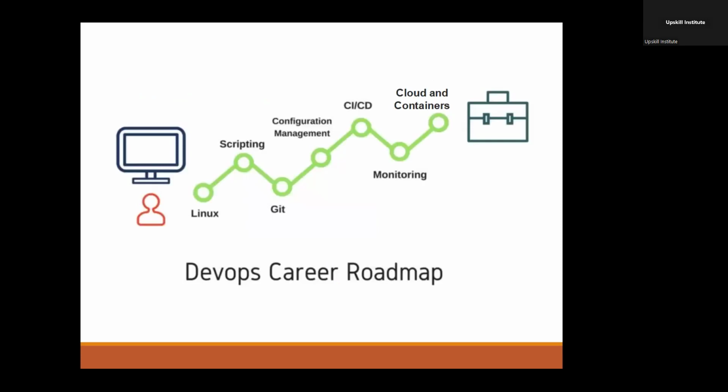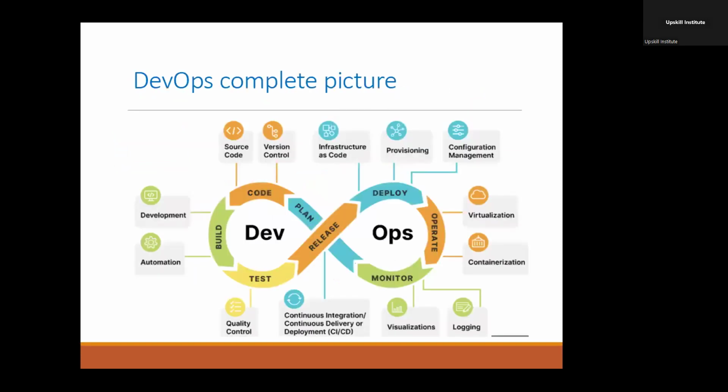Okay, then how to start a DevOps journey? Anyone who wants to learn DevOps skills needs to start by learning Linux. Then he needs to learn the scripting languages, which I just discussed. Then Git, which is a version control tool. Then configuration management, CI/CD, that is continuous integration, continuous delivery, and continuous deployment, then monitoring, cloud, and containers. As we go through day by day, we will try to cover each and every topic in depth.